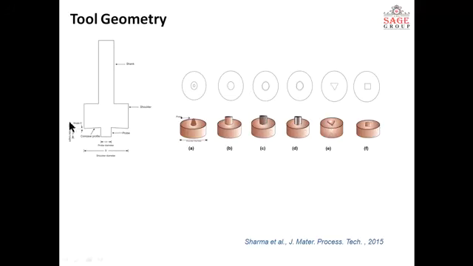So this is the simple tool, which you can see has the shoulder and this is the probe or pin, and there is a concave type profile. This is necessary to accommodate the softened material. So this is the basic tool geometry of the friction stir processing tool.